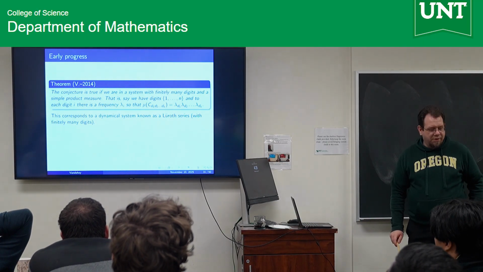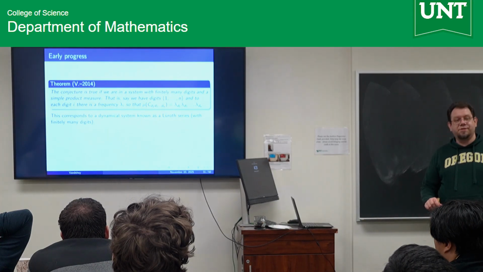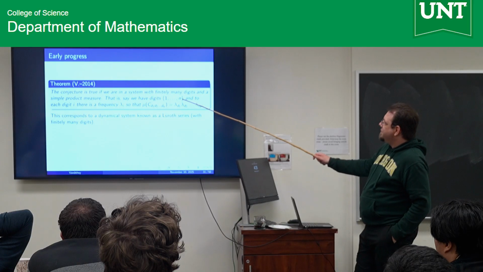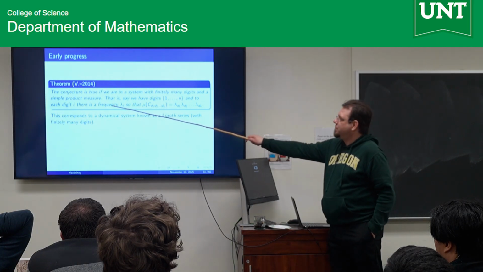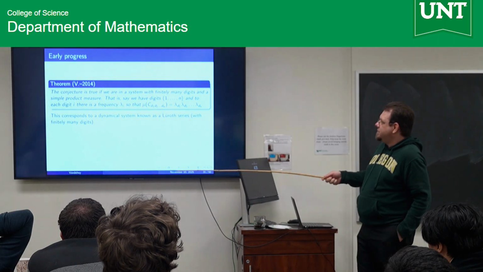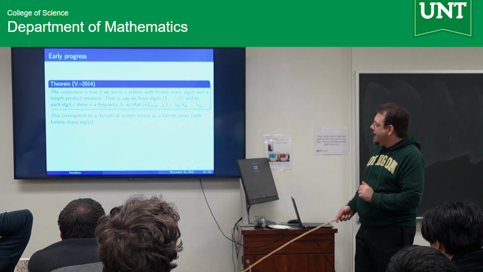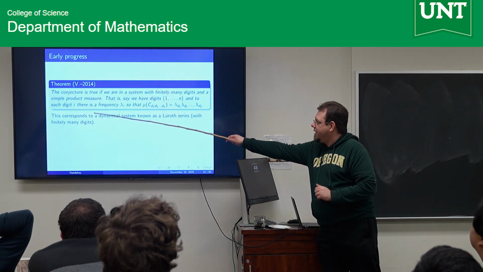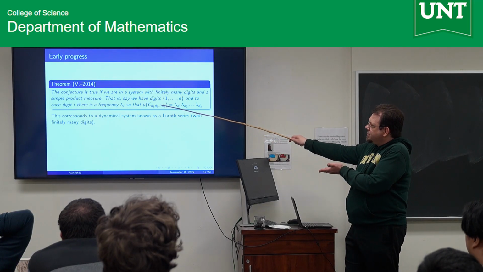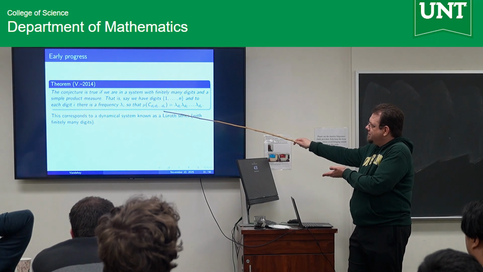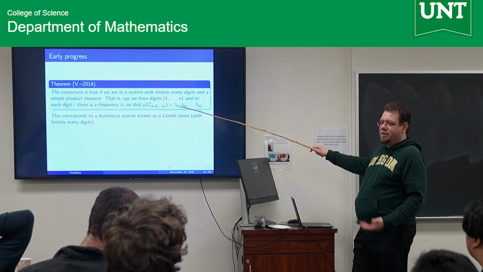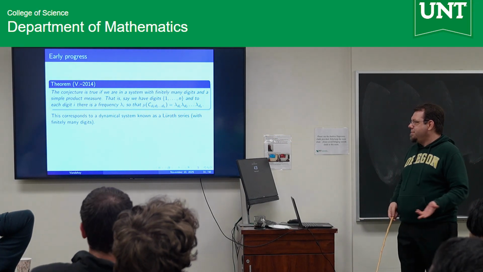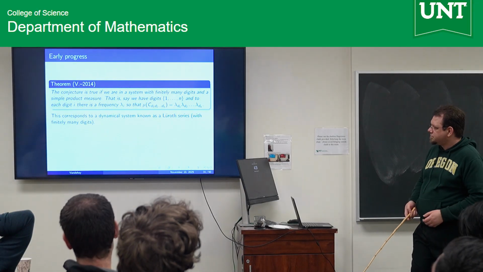And then many, many years ago, I managed to prove this in some cases. Basically, I proved this if I have a system with finitely many digits and a simple product measure. That is to say, the digits go from 1 to n, and there's a frequency, lambda sub i, attached to each digit i, such that the frequency for d1 up to dk is just lambda of d1 times lambda of d2 times lambda of dk. And this corresponds to a dynamical system known as a Bernoulli shift.